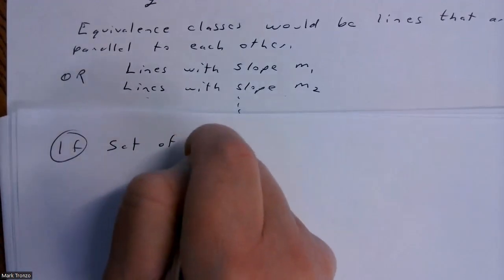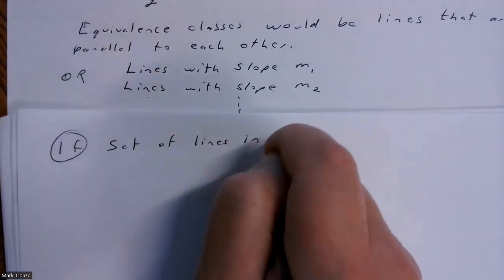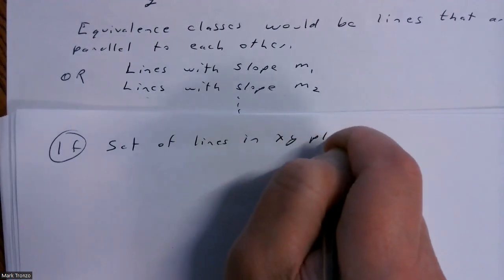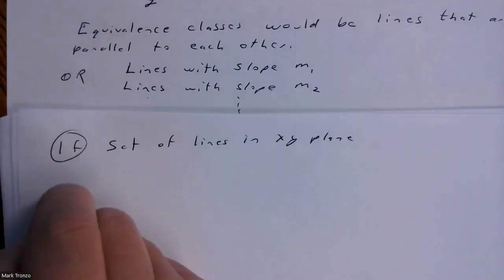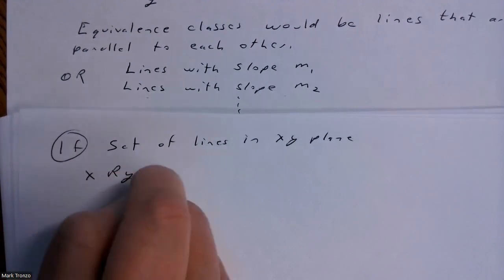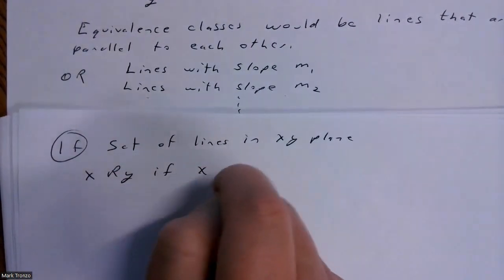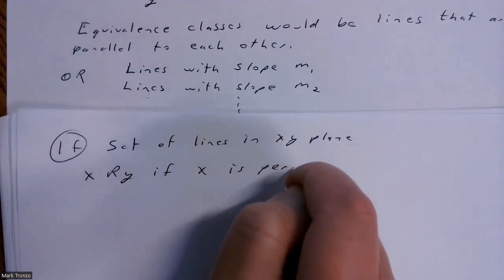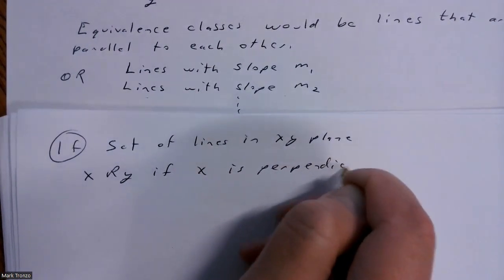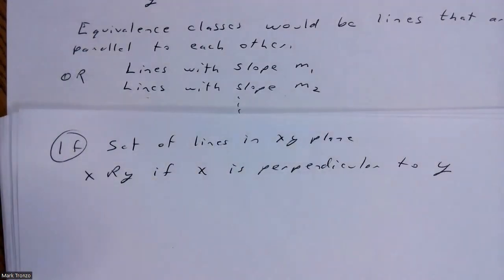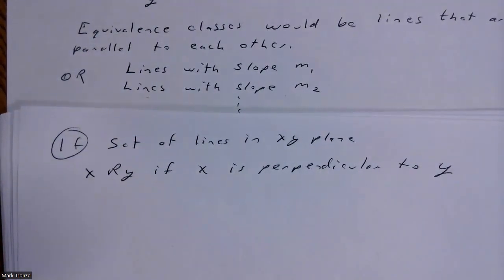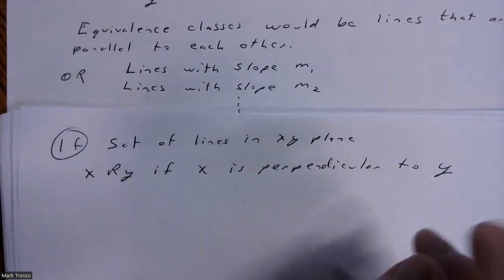Set of lines in the XY plane. X is related to Y if X is perpendicular to Y. So what do you think about that one? I see a lot of no's right away, huh? What's the one that goes wrong?